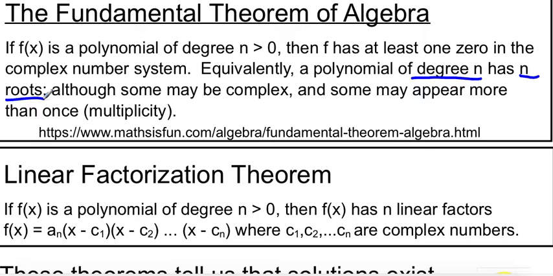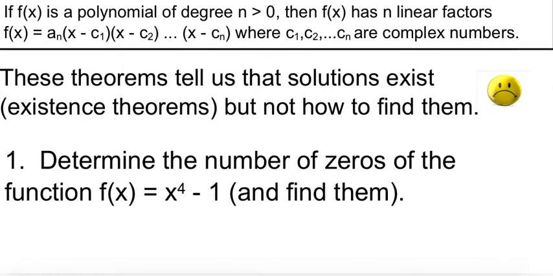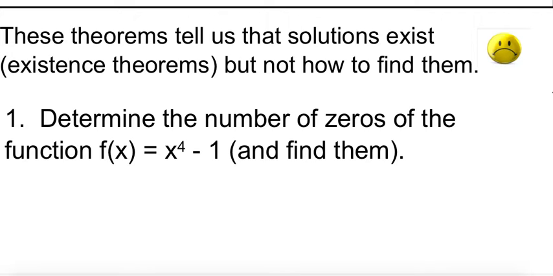So along with that idea is the linear factorization theorem: if you have this polynomial, if it's degree n, it has n linear factors. Okay, so you can factor it into linear factors. Linear factors means it's not an x squared or x cubed, it's just an x. Although you may have complex numbers in there. And we'll see an example of that. So just remember, if it's degree 3, that means there are 3 zeros and 3 linear factors.